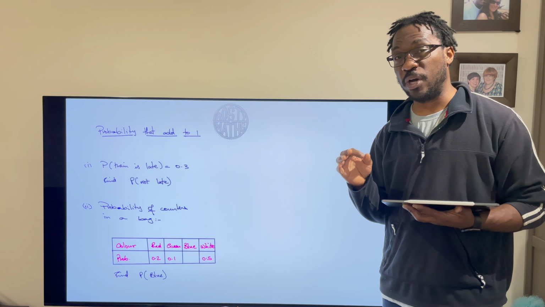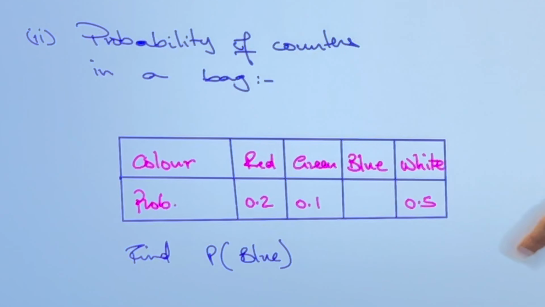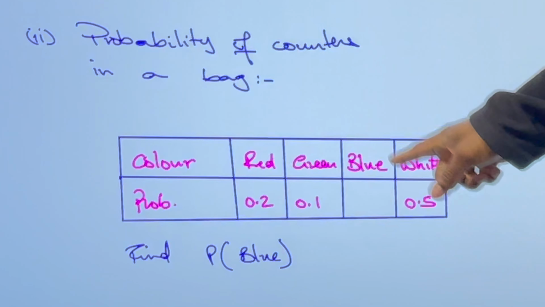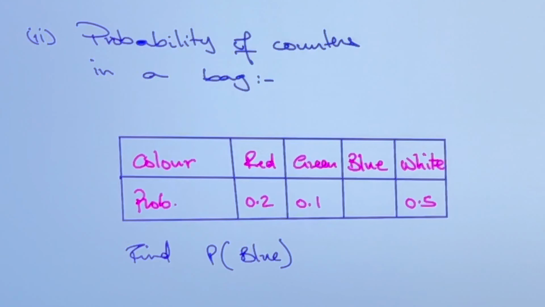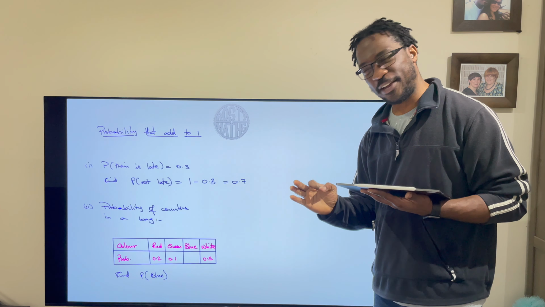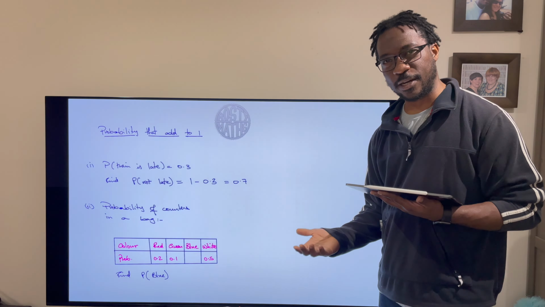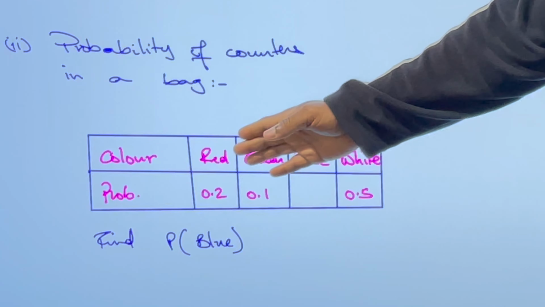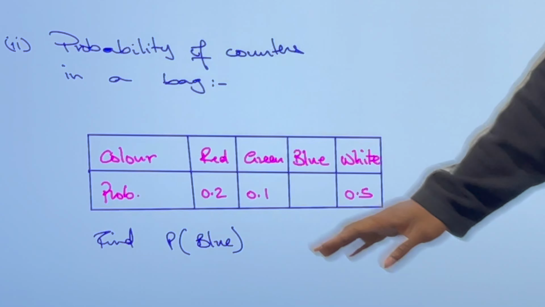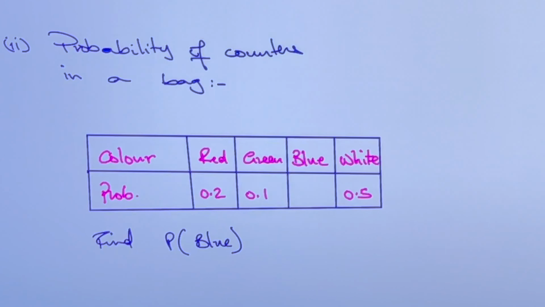So I've got a made-up question. It's a bag of counters. And in the bag of counters, you've got 4 colors. You've got red, green, blue, and white. And what we're trying to work out is what's the probability of getting a blue counter in that bag. But the question's been really nice. They've already told us what the probability is of the other colors. So we see that it's 0.2 for red, 0.1 for green, and 0.5 for white.